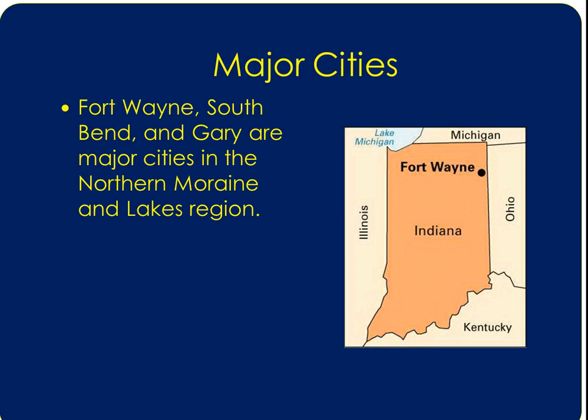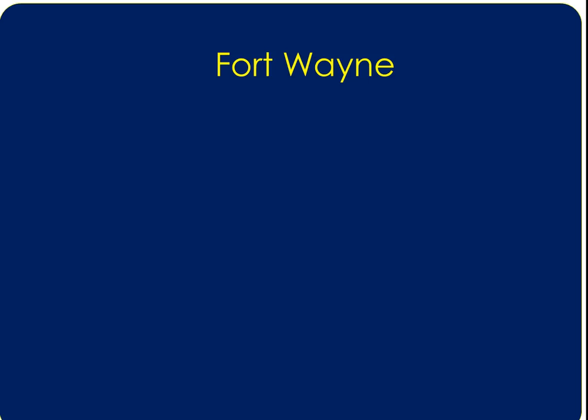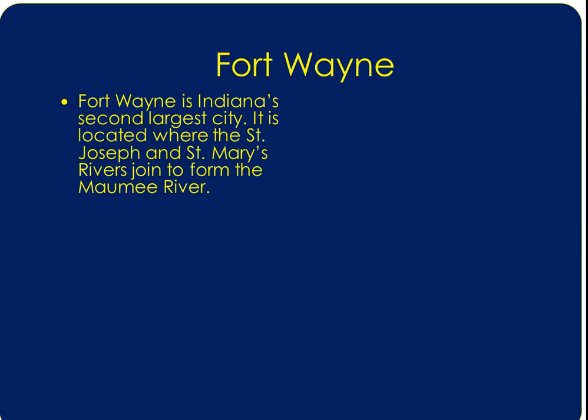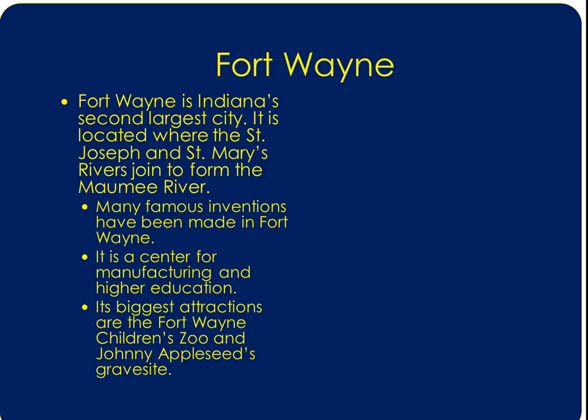The major cities of the Northern Moraine and Lakes region are Fort Wayne, South Bend, and Gary. Fort Wayne, where we live, is Indiana's 2nd largest city. It is located where the St. Joseph and St. Mary rivers join to form the Maumee River. Fort Wayne is famous because a lot of really important inventions have been made here. That's because it's a center for manufacturing, which means making goods that we use, and higher education like college. There are a lot of colleges in Fort Wayne.